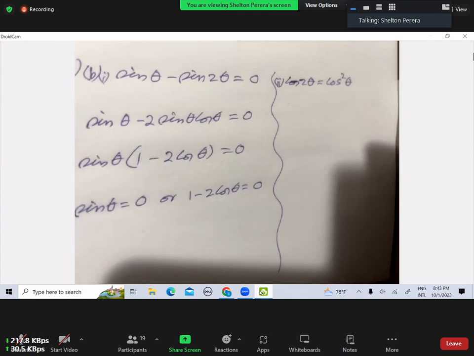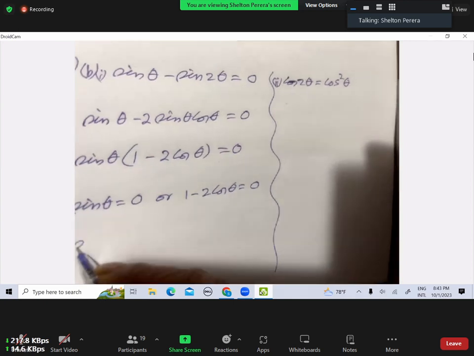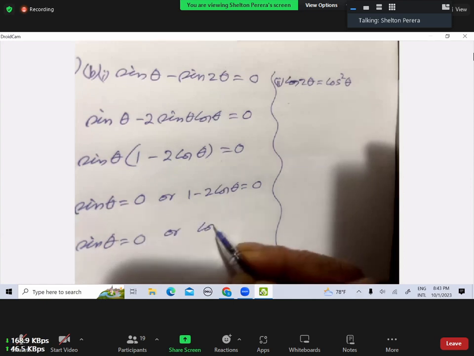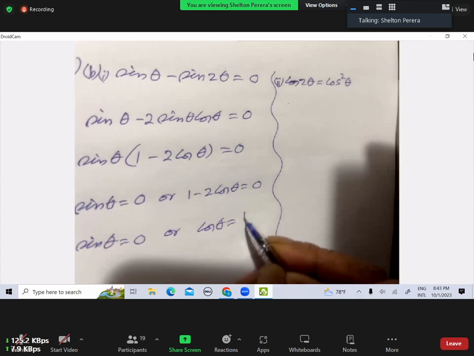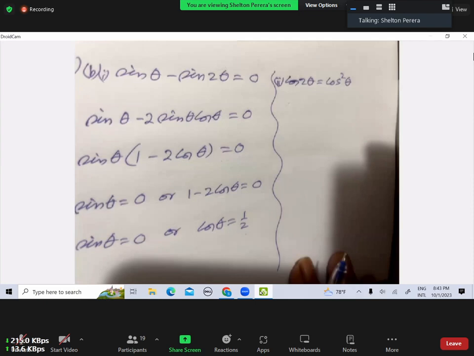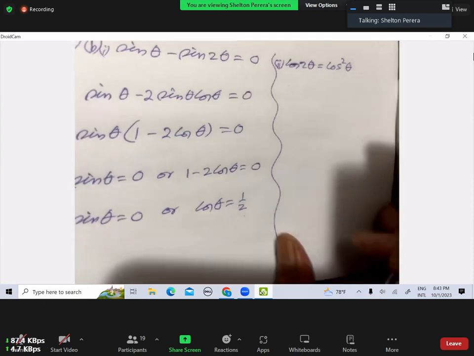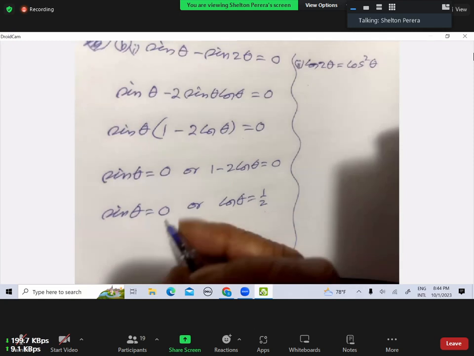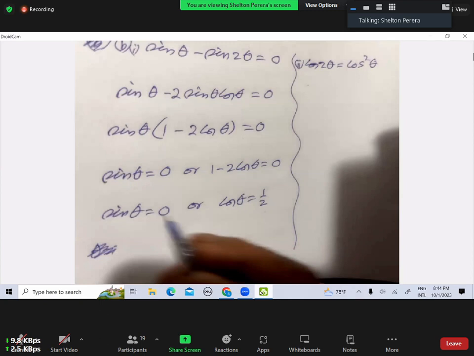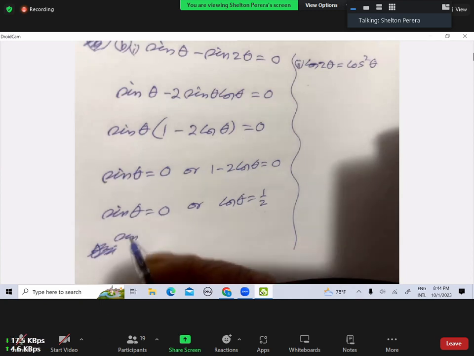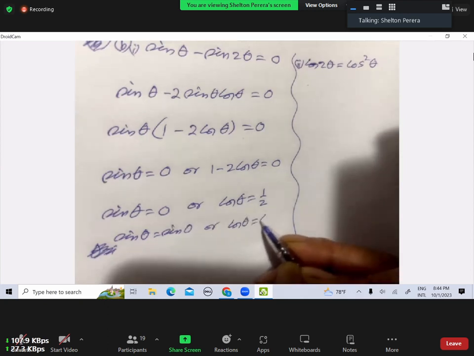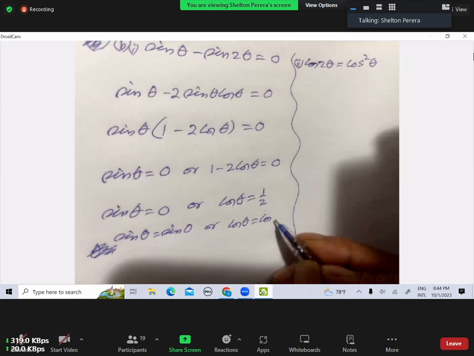From that you get sin theta equals 0 or cos theta equals half. Take this to this side and divide by 2, you get this. Now sin theta equals 0. How do you write down the general solution of that? Sin theta equals sin 0, and cos theta equals half, where half is cos pi over 3.